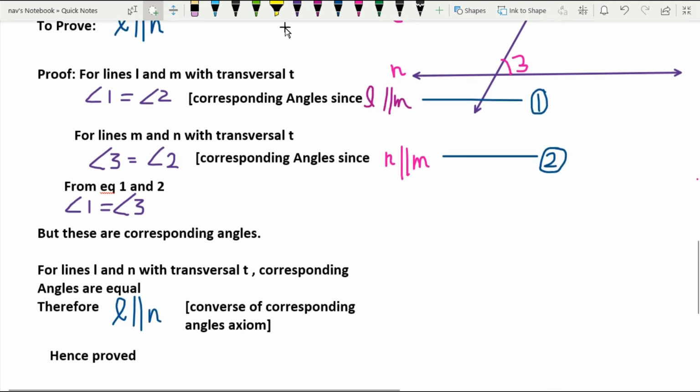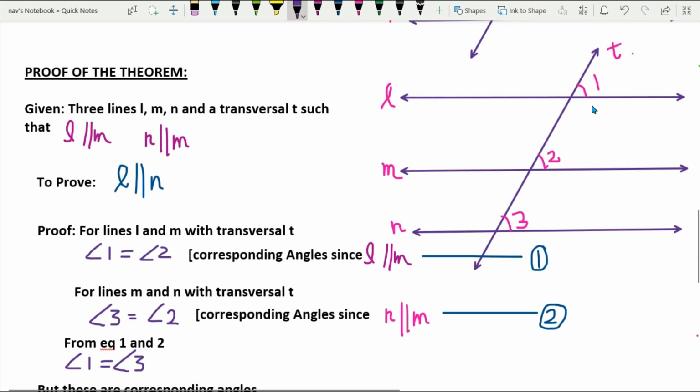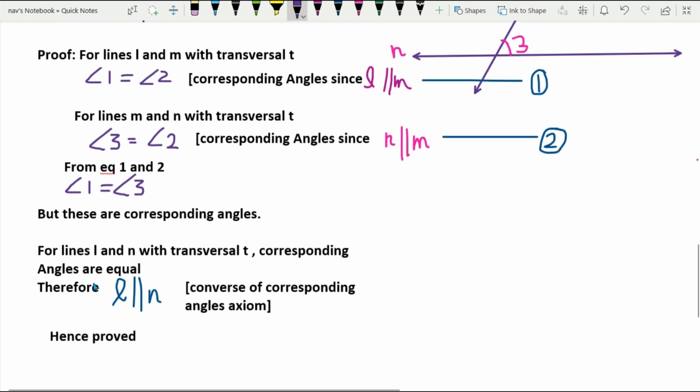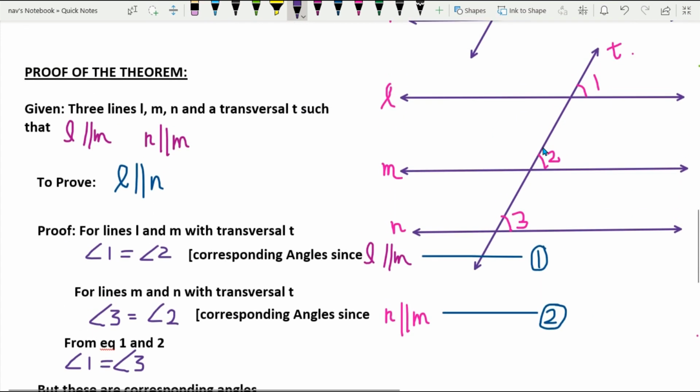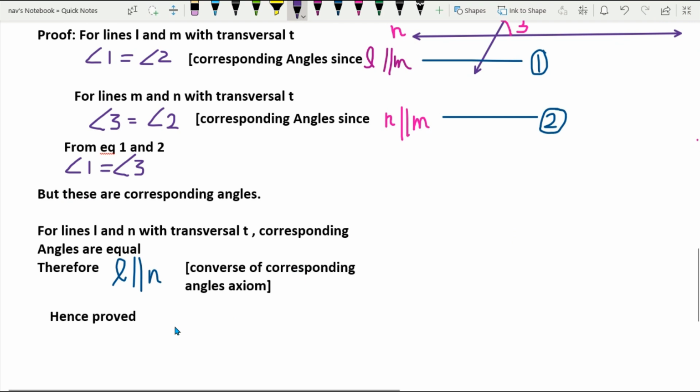For lines L and N with transversal T, look at the figure. The corresponding angles are equal. So therefore L is parallel to N. What's the reason? The reason is the converse of, what did we use here? Converse of the corresponding angles axiom. You have to write the reason also. So hence proved.